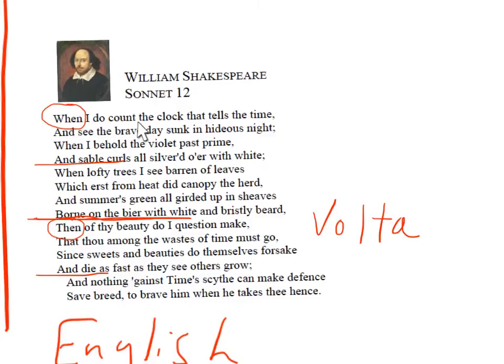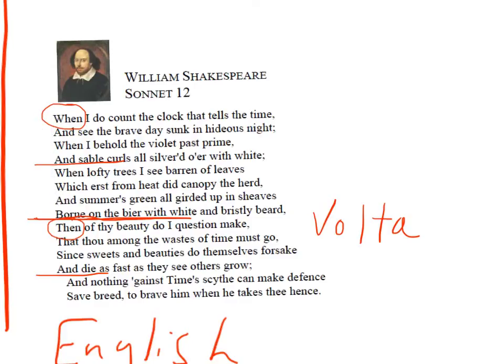"When I do count the clock that tells the time and see the brave day sunk in hideous night." Now, this is the theme throughout a lot of the early sonnets. It has to do with the fact that time goes on, and it's going to actually have to do with decay and the hideous night of death that all of us are going to face. Well, so the poet begins with that structure.